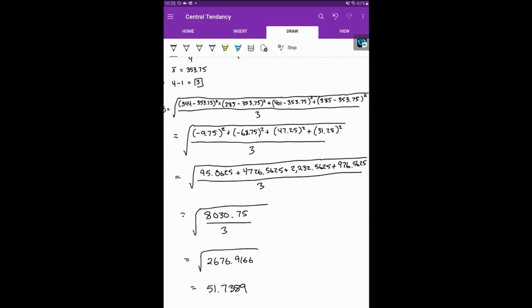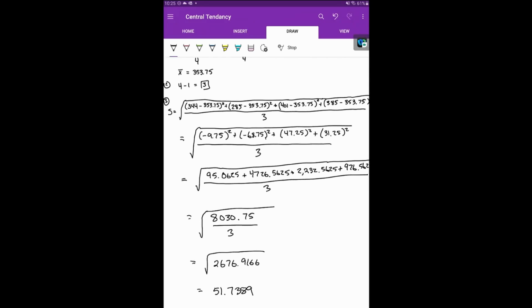Something to keep in mind with standard deviation in particular, there's a lot of arithmetic involved. You have to be very careful on your arithmetic because it is so easy to make a mistake. Trust me, it is extremely easy to make a mistake. So as always, reach out to me in your office forums. I'm happy to help, and hopefully this helps.